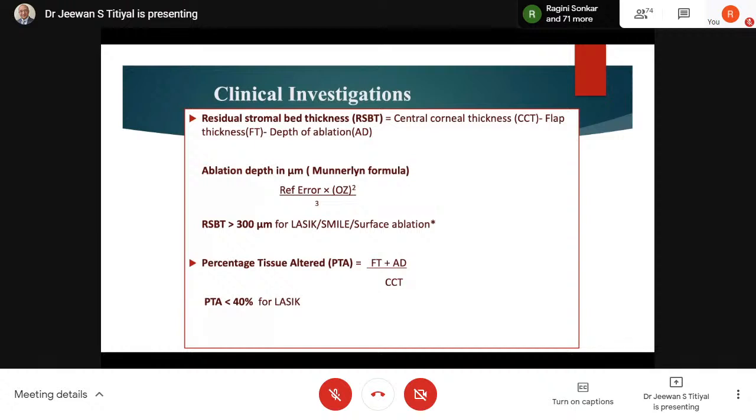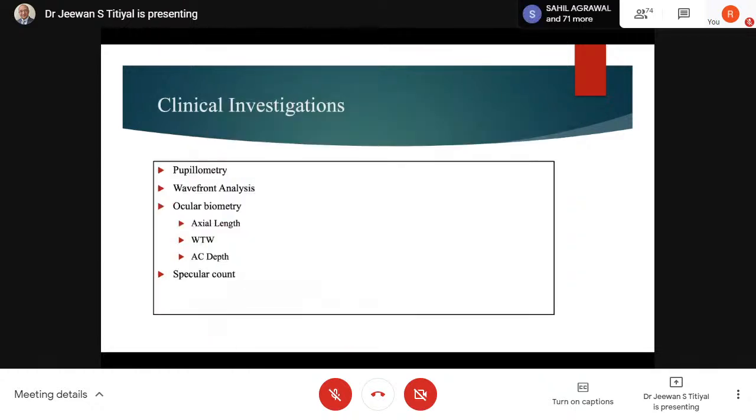It's important to say here not to go with a single parameter. As I said, you have to look into all the parameters. So you have the Pentacam parameters, the patient's refractive error parameter, corneal thickness parameter, then the residual bed thickness parameter, and then the percentage tissue altered parameter. Combine all these, and then you can say which patient is suitable or unsuitable.